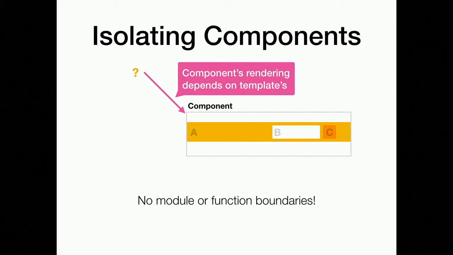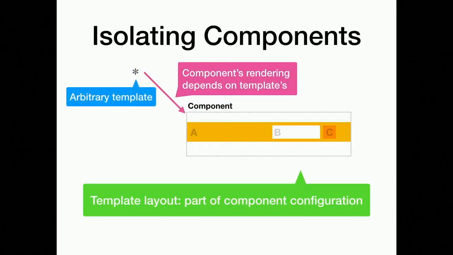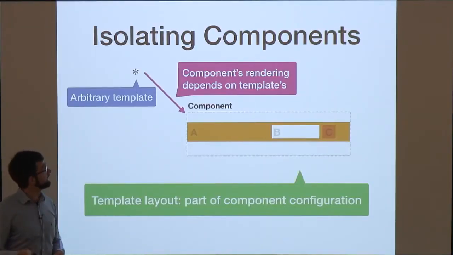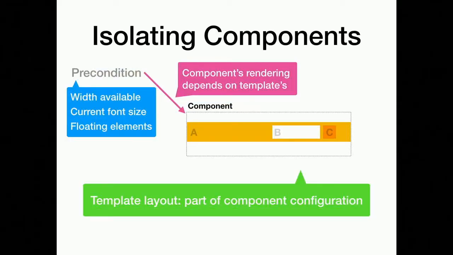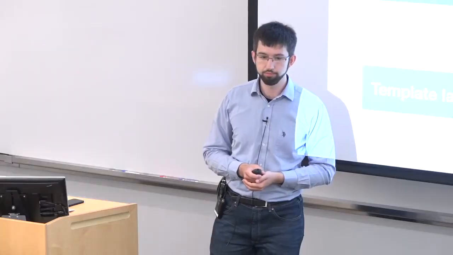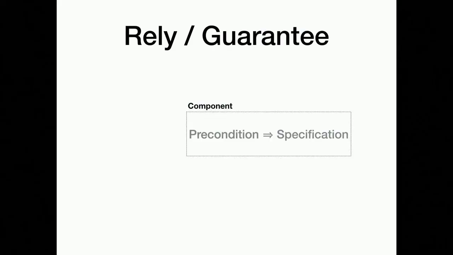And the way we do that is to treat the rendering of that template as part of the configuration or parameters for the rendering of the component, just like the width of the browser might be. And that means that we're basically verifying the component against an arbitrary template that it might be included in. Or more realistically, because arbitrary includes a lot of weird templates, you can set up a precondition on the rendering of the template, like the width that it leaves available, the position of floating elements, and verify the component against all templates that satisfy that precondition. So this allows us to take a component and verify this sort of implication statement about it.